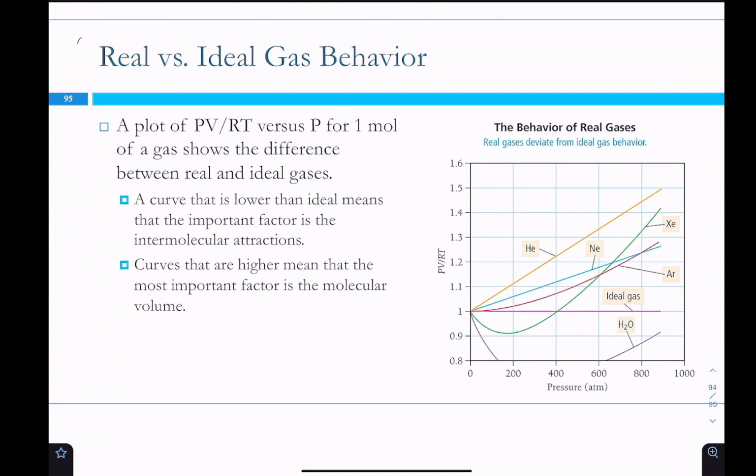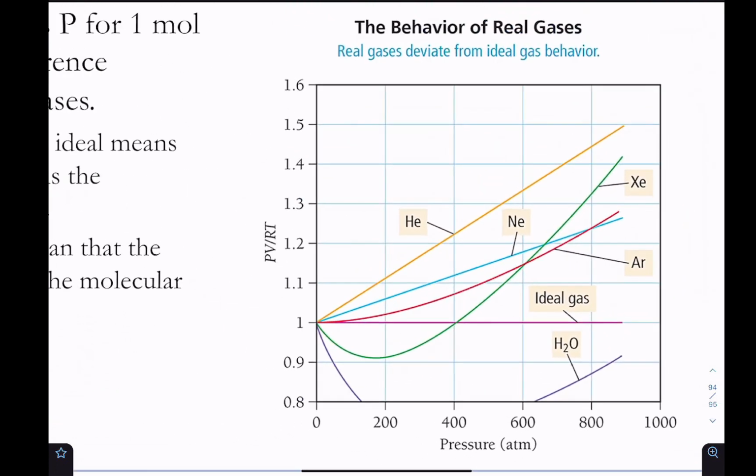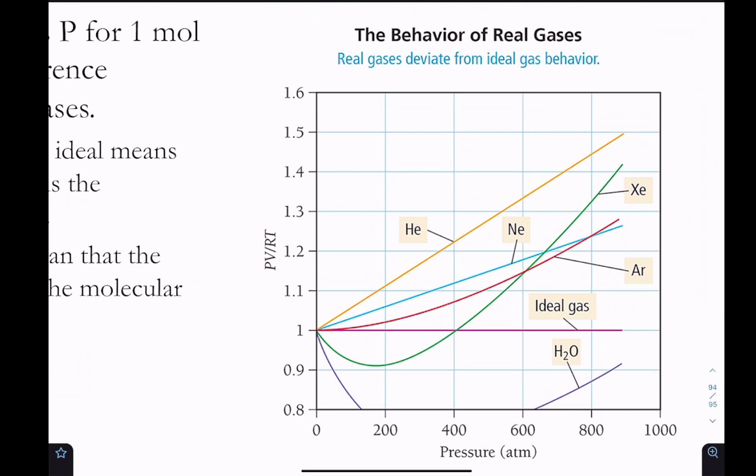So a plot of PV over RT versus pressure for 1 mole of gas gives us the deviations, real gases deviate from ideal gas behavior. So for certain gases, we're going to have different deviations. Curves that are higher mean that the most important factor is the molecular volume. So curves that are lower is going to be intermolecular forces. And if you remember stuff about intermolecular forces from Chem 20 or high school chem, makes sense that water would be really low. So it's mostly intermolecular forces that are making the difference there, because water has hydrogen bonding.